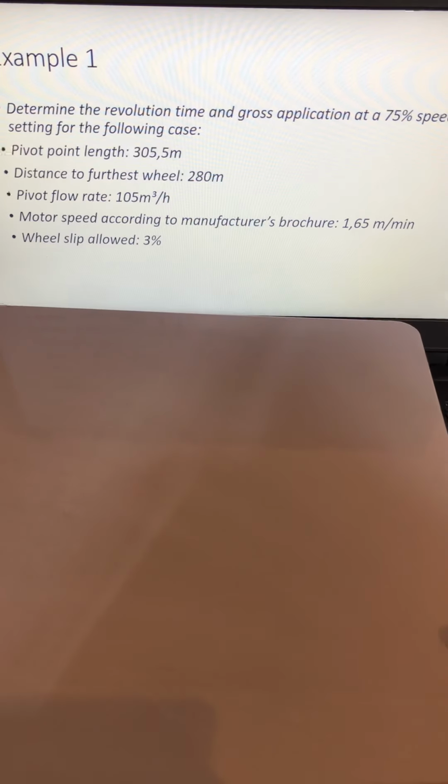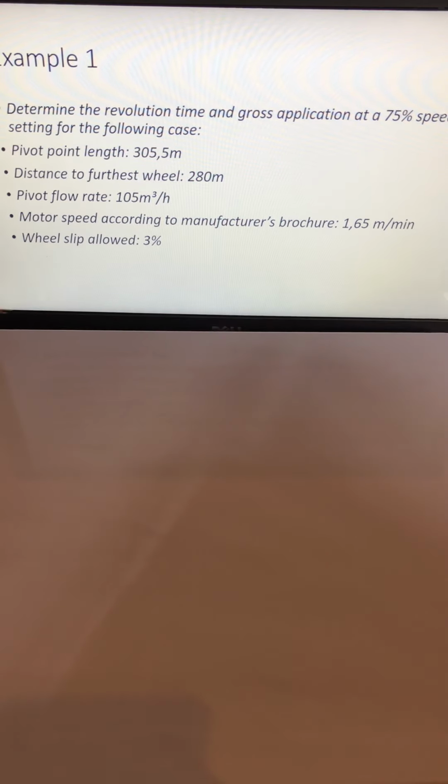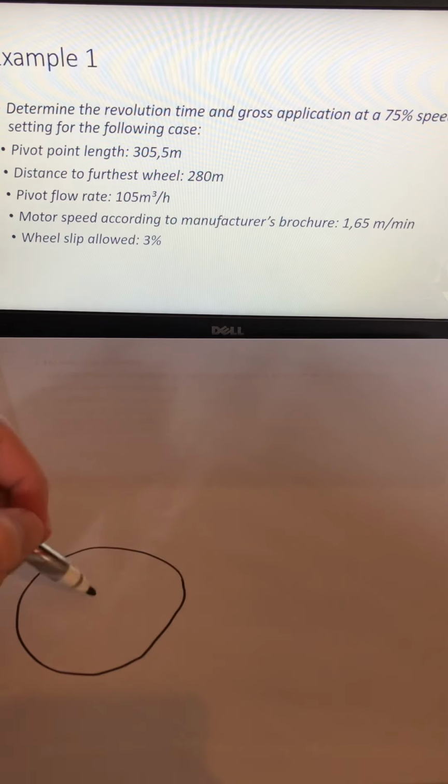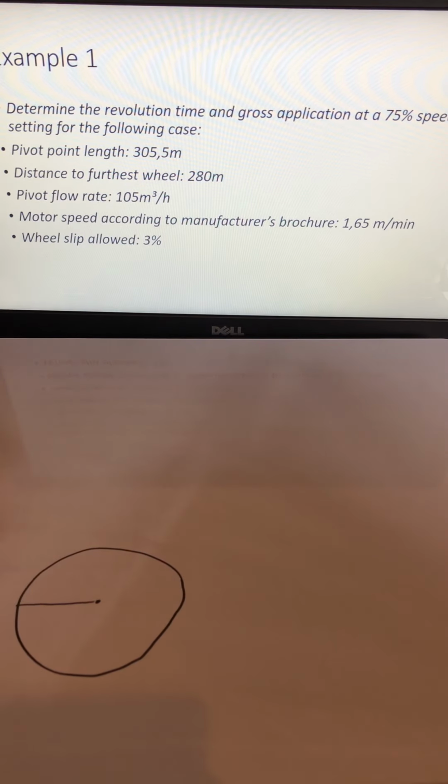The question says determine the revolution time and gross application at a 75% speed setting for the following case. So the pivot point length is 305.5 meters. So if this is the field, then from the center to the edge of the field is that pivot point length. Then distance to furthest wheel is 280 meters.